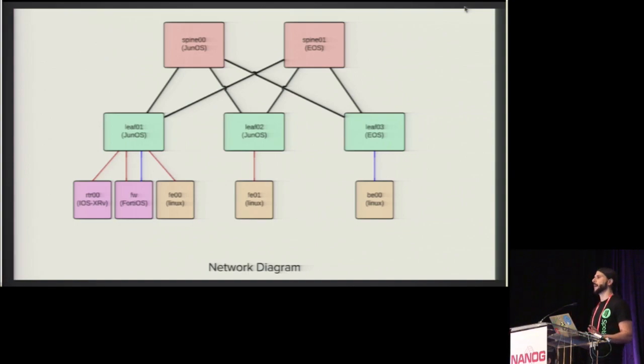It's a leaf and spine architecture, or Clos network. We have different vendors. You can see, in the spine, we have a Juniper switch. We have an Arista switch as well. Then as leaves, we have a couple of Juniper switches, and we have an Arista switch as well. We are going to have a couple of VMs to test connectivity and check that everything is working. And we will have a router running IOS XR and a firewall running FortiOS, a FortiGate firewall.